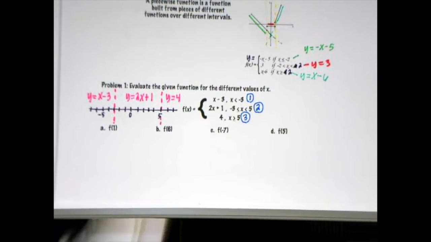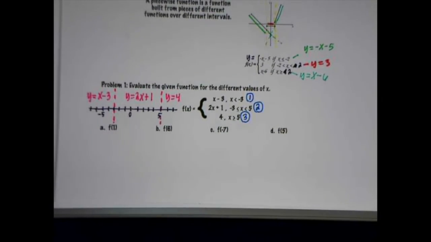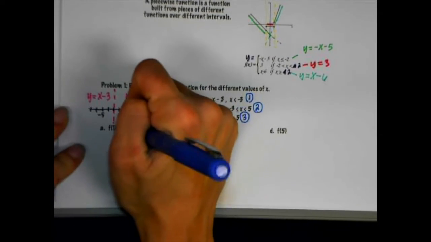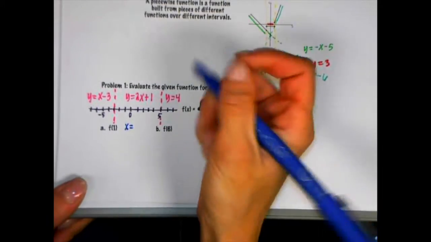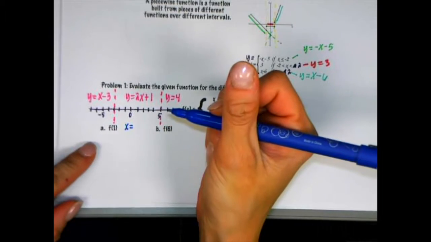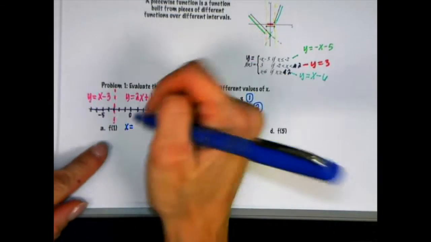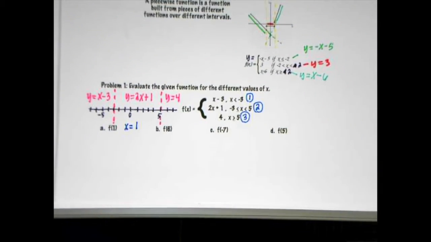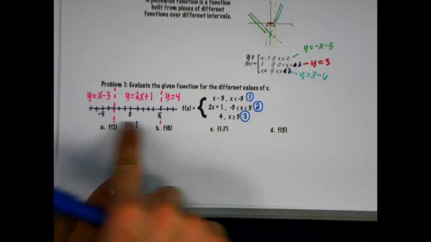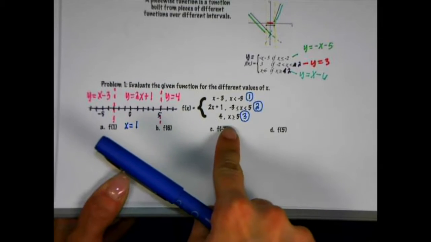So your job first is to figure out where your x falls on the number line, and then that'll tell you what equation you're supposed to use, okay? So for this one, we have f of 1. So my x value is what? 1, yep. X equals 1, right? Is what they're asking for. So we were trying to find what y equals. So figure out where on the number line or in the boundaries 1 falls.